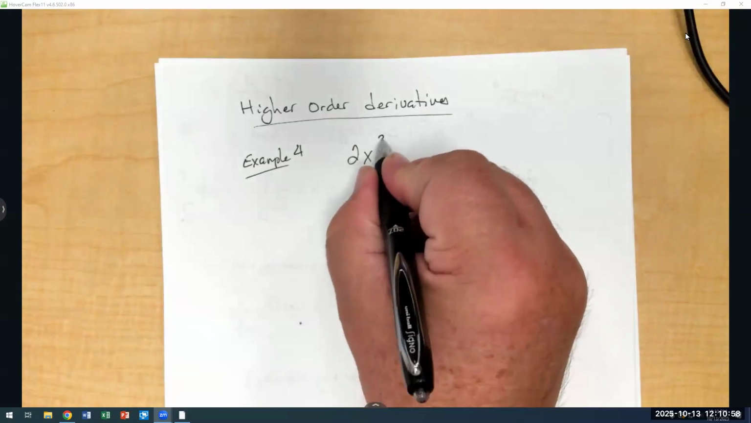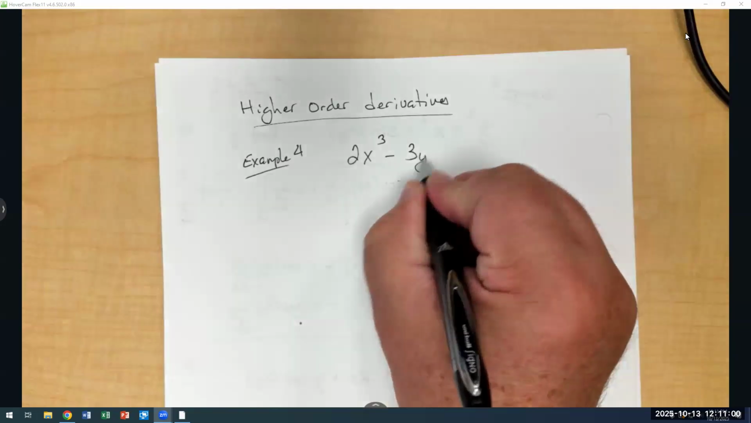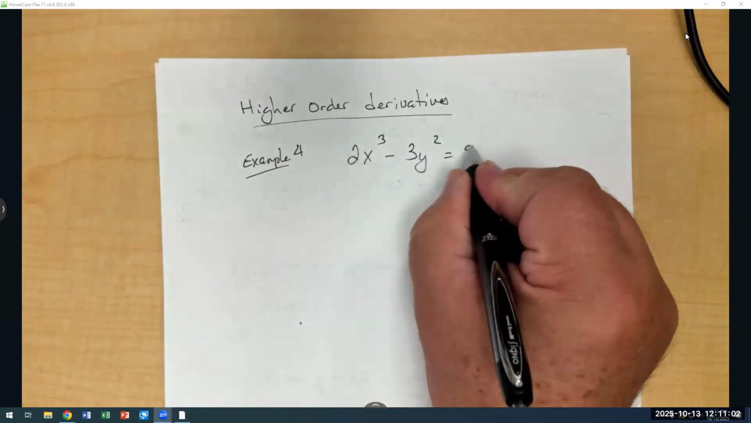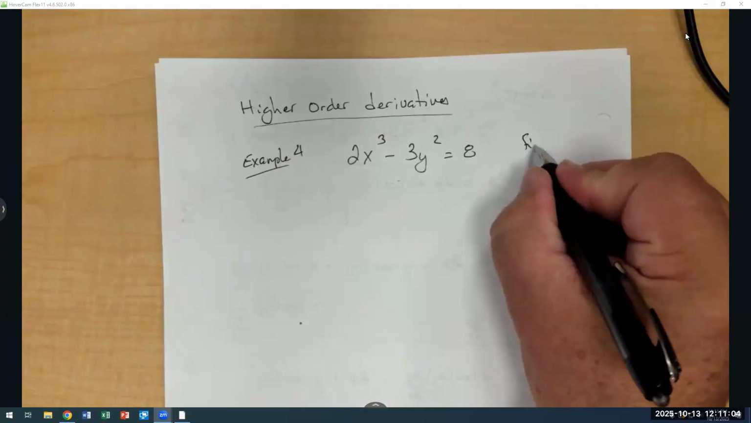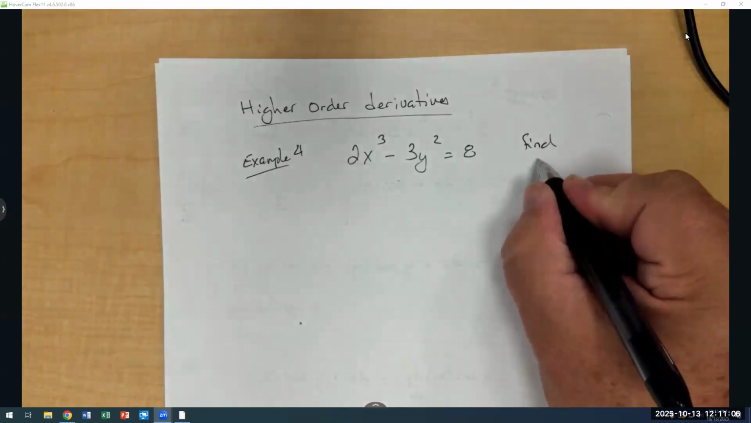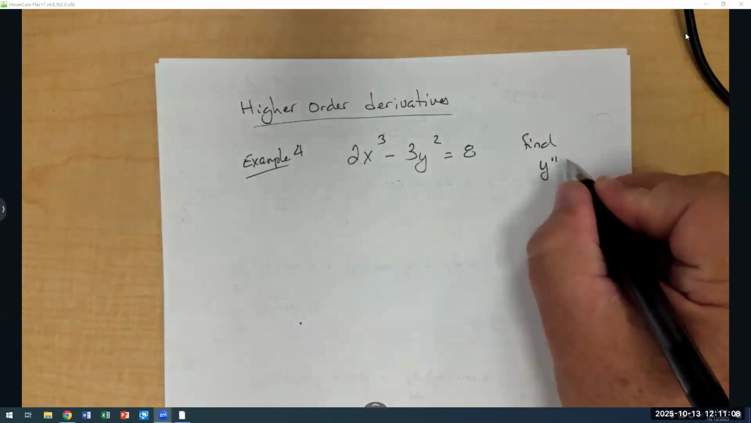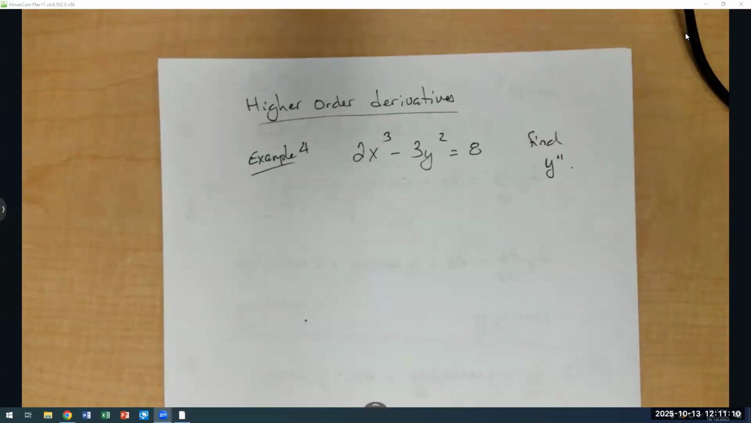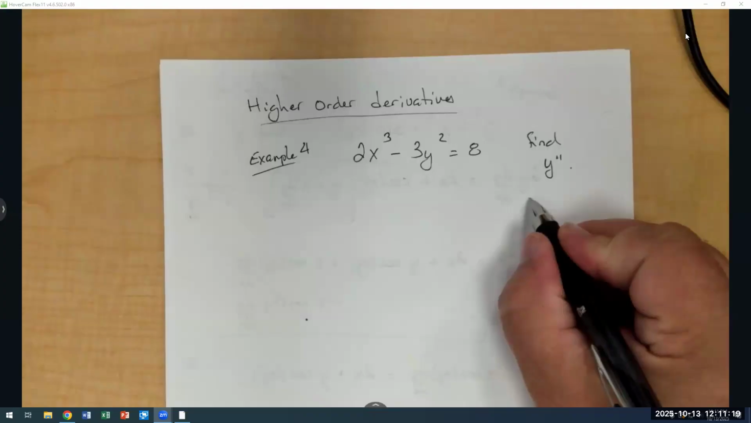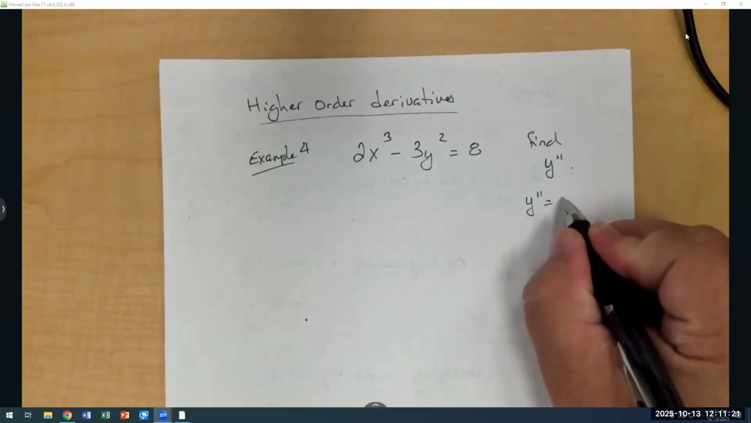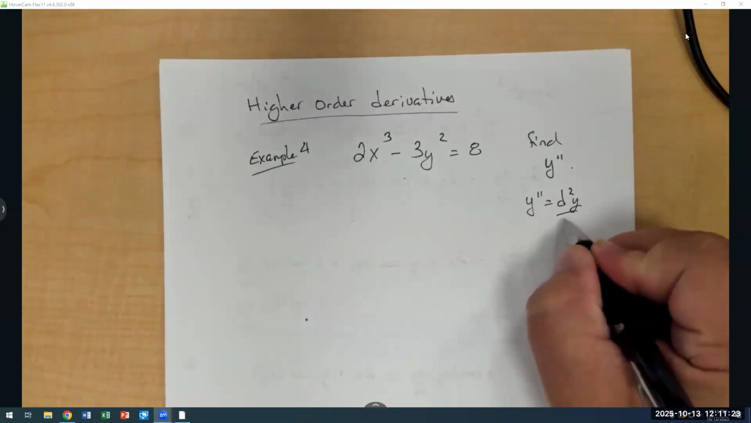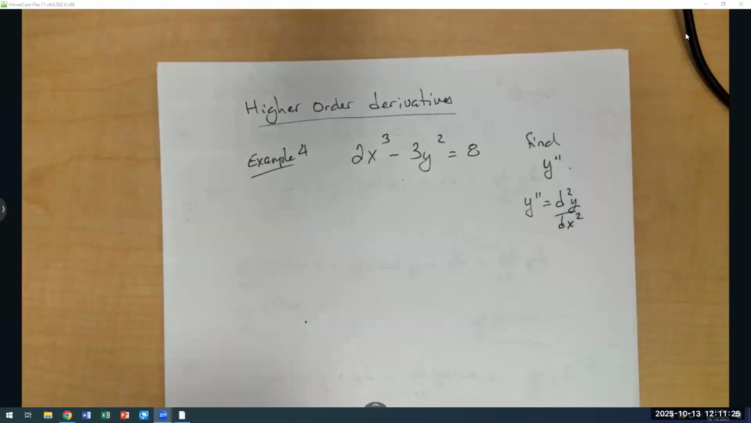So 2x cubed minus 3y squared equals 8. Find the second derivative. Remember, the second derivative is d squared y over dx squared.